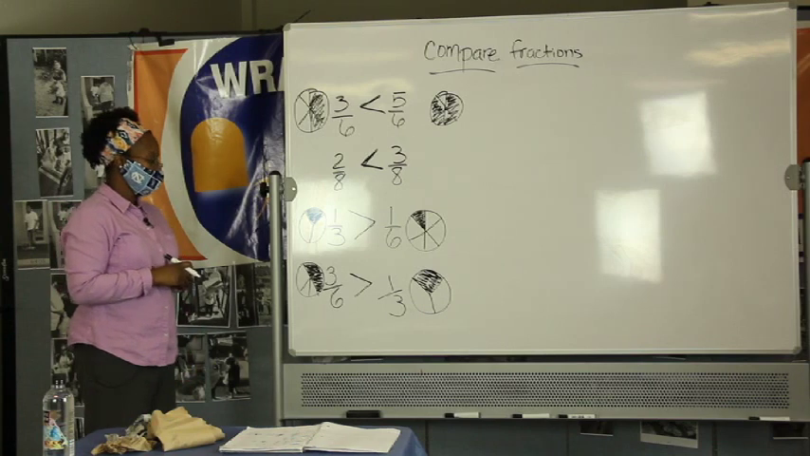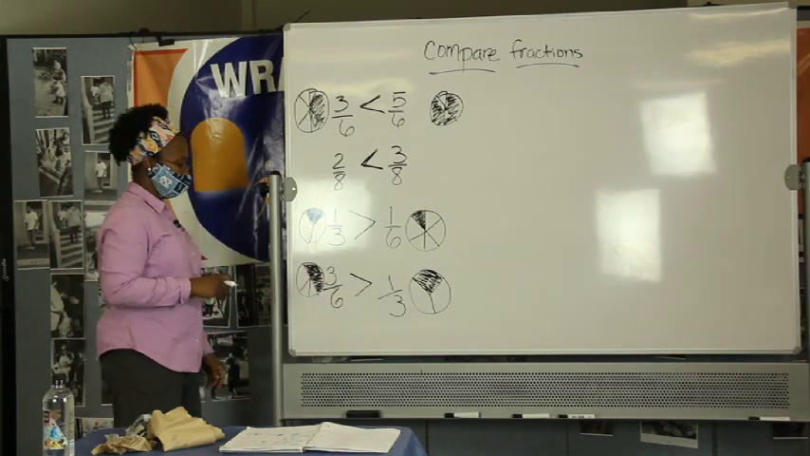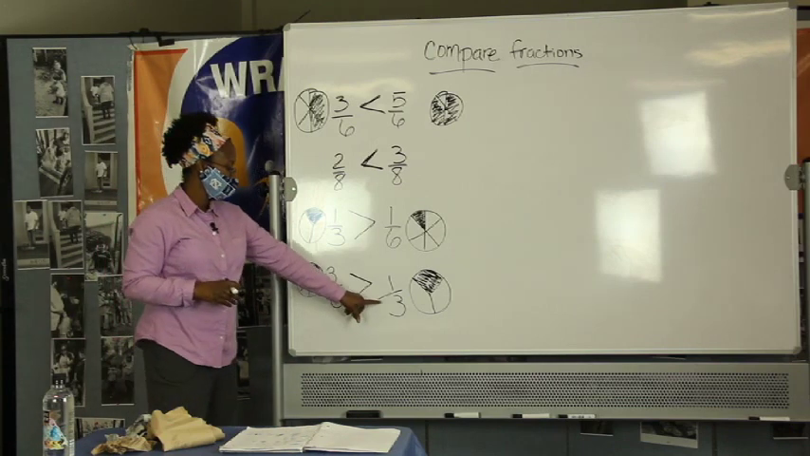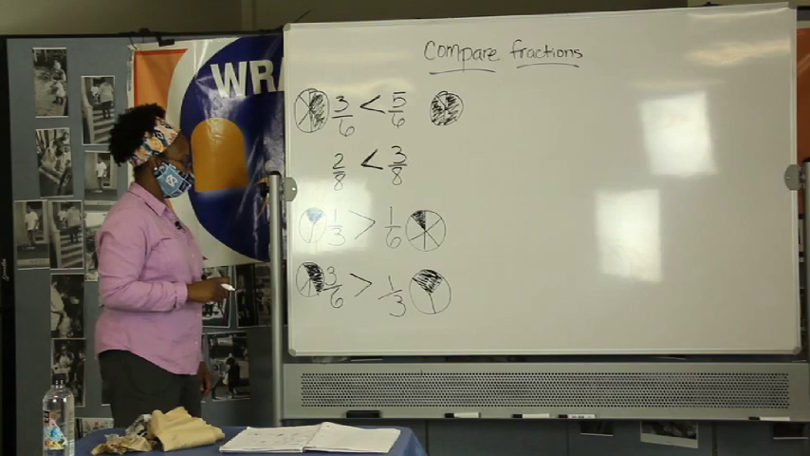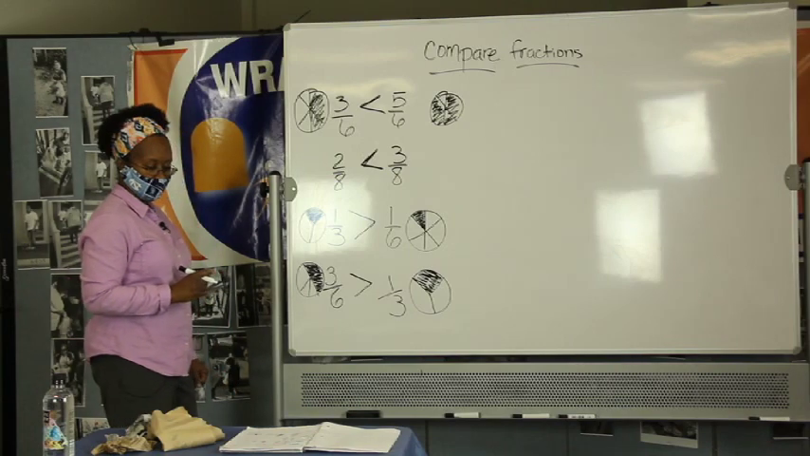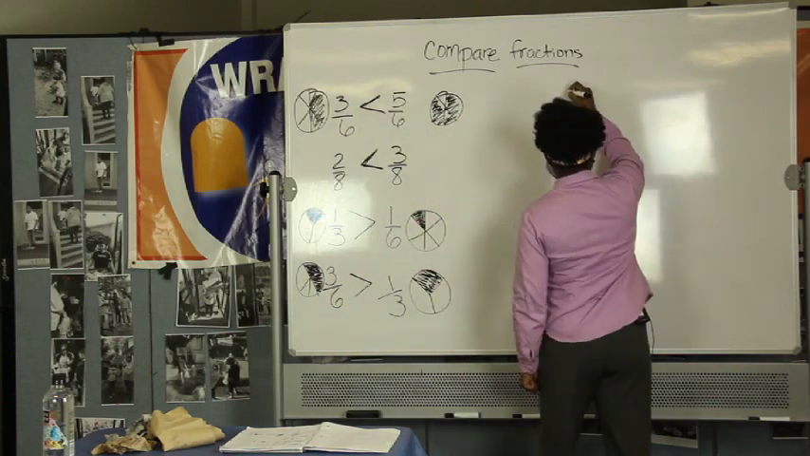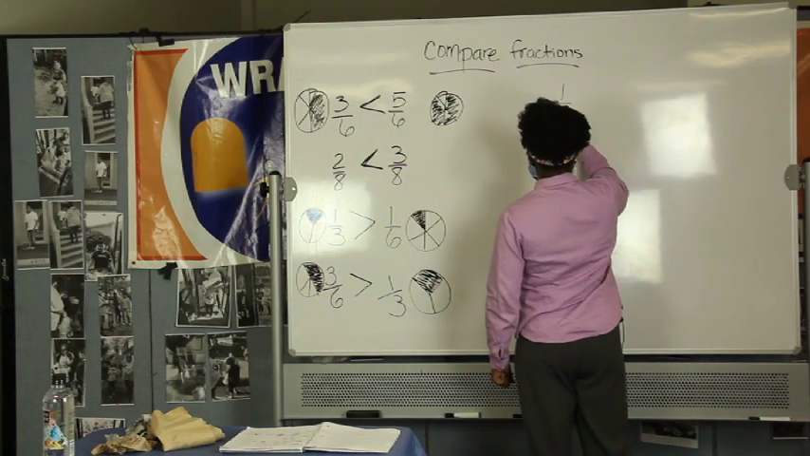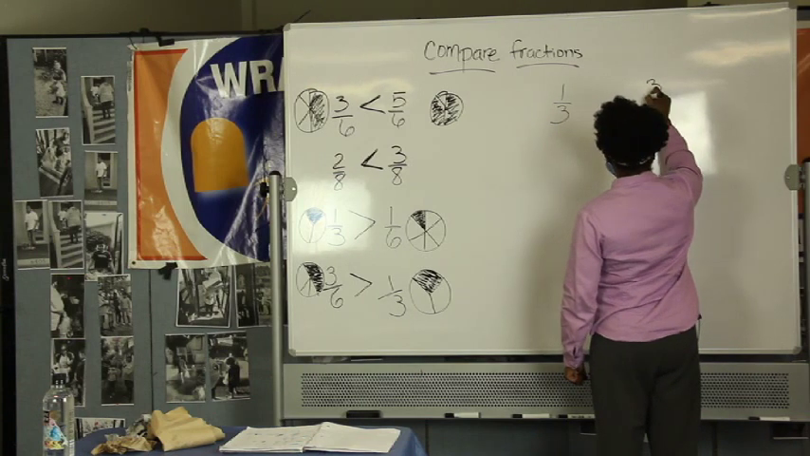Now, if you're a little confused with this one, don't forget that we did the math facts. You can try the math fact with this one. If you want me to do it again, I will for you. Over on this side, we had 1 over 3 and 3 over 6.